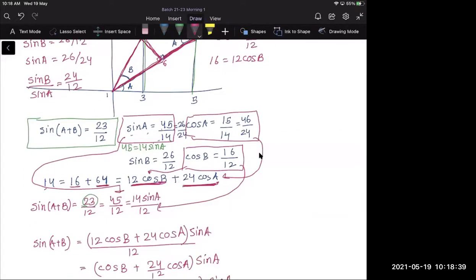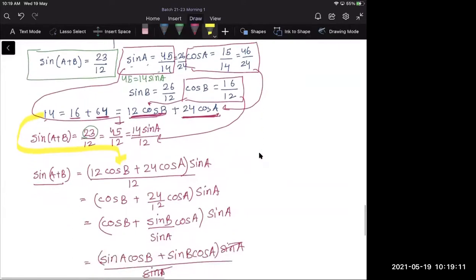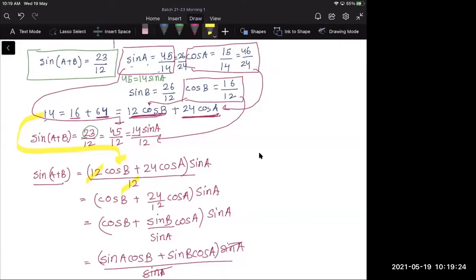So sine A plus B now, I can write as, instead of 1/4, I write 1/2 cosine B plus 2/4 cosine A, whole multiplied by sine A divided by 1/2. ये 1/4 का वैल्यू यहाँ पे सब्स्टिट्यूट कर दिया, ठीक है ना? हाँ सर. उसके बाद 1/2 से डिवाइड कर दिया, तो इस वाले टर्म में 1/2 1/2 कैंसिल आउट हो गया. सेकंड वाले टर्म में 2/4 by 1/2 बचा.